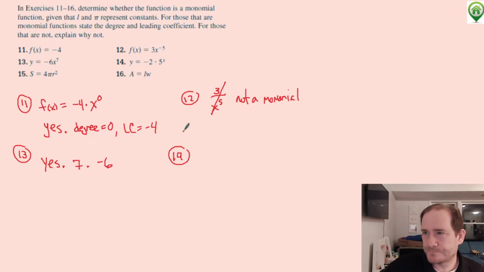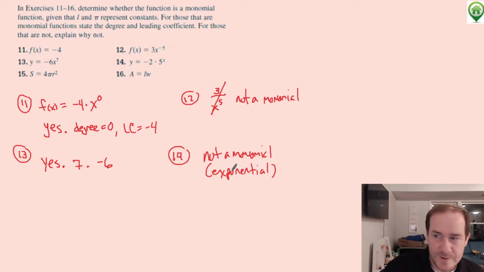14. Not a monomial. This is another exponential function because the base is now the constant and x is the power. So not a monomial. Just for the sake of argument, it's an exponential. I'd care for you to write that down so that you might actually remember it in the future. And speaking of that, 12 we said is actually a rational function. You might want to write that down.